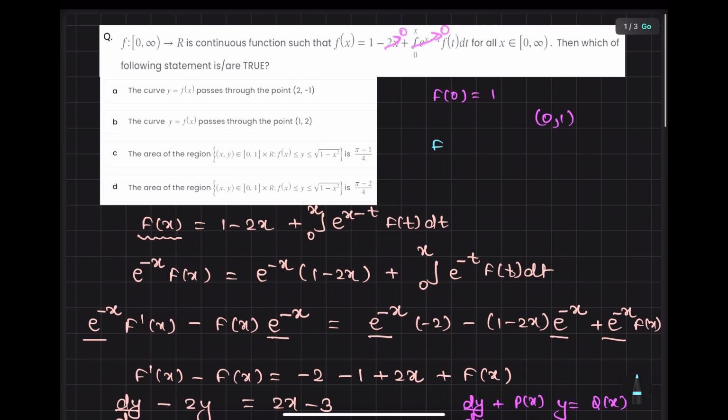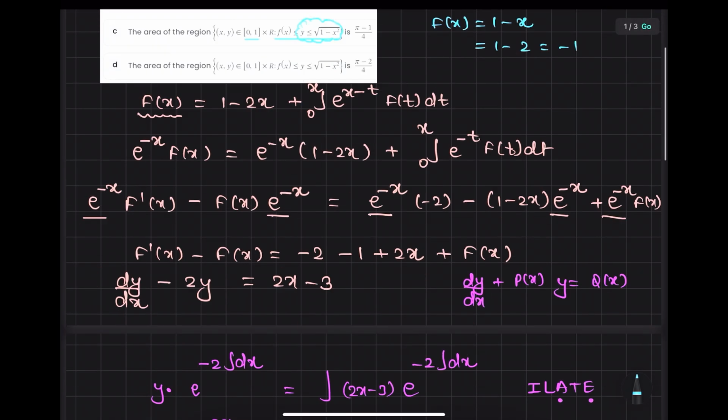Now, since f of x is 1 minus x, look at option 1. If x is 2, it is minus 1, meaning y is minus 1. This option is satisfying, so option A is correct. Now if x is 1, f of x will be 0, so option B is wrong. Now we have to find the area under the curve from 0 to 1. F of x is ranging from this to this. So be super slow. Look at this curve.